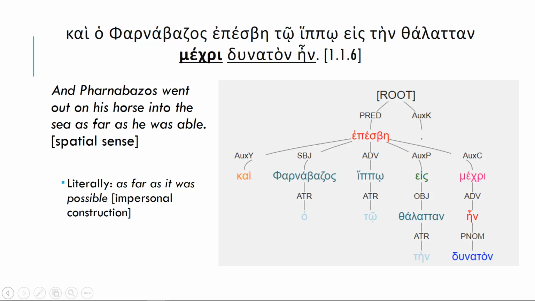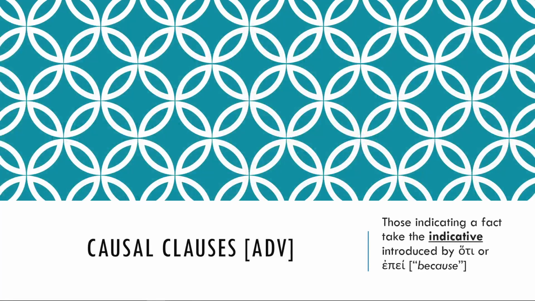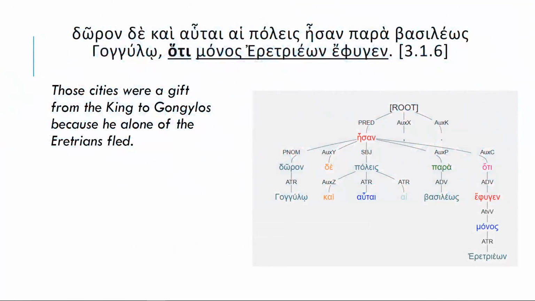Now, causal clauses are pretty straightforward as well. If they indicate a fact, then they take the indicative introduced by either hoti or epe, because. Now epe usually means when, but the temporal idea of when can sometimes overlap with a causal idea. And so it's sometimes a little vague, just like language is sometimes a little vague.